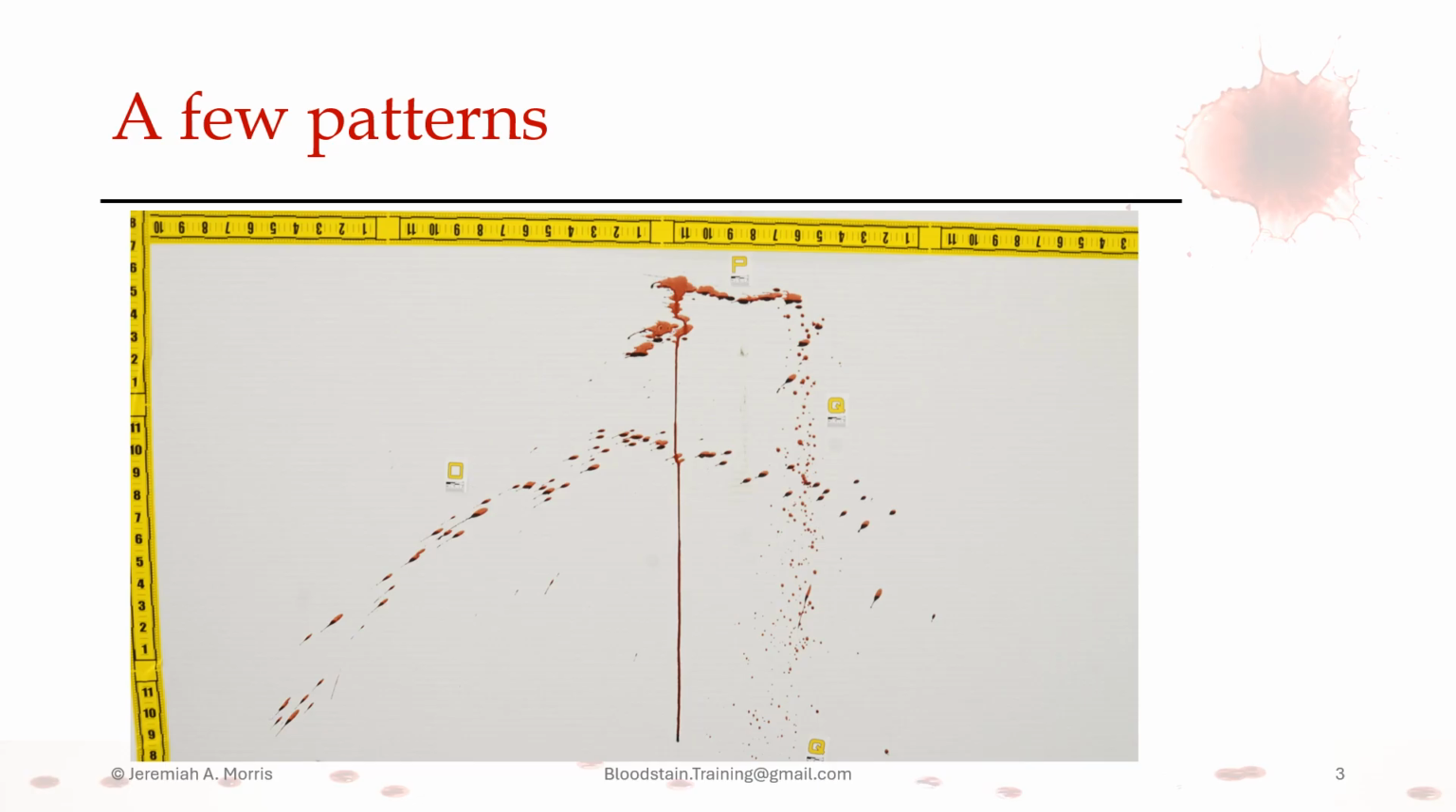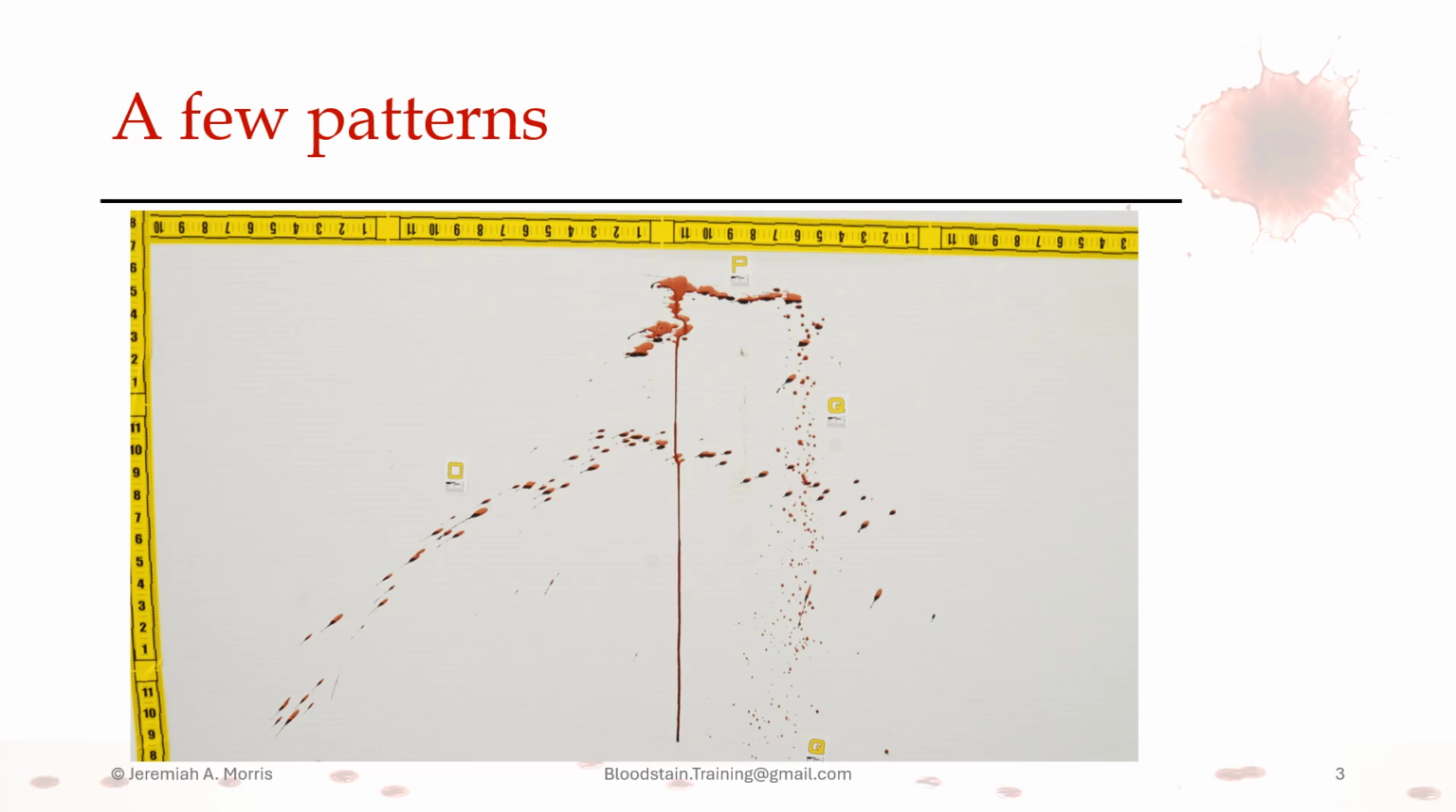So let's look at this particular section of a wall. There's actually a lot going on here as we look at this area of staining on this wall. There are actually three separate patterns here. We have pattern P, Q, and O.